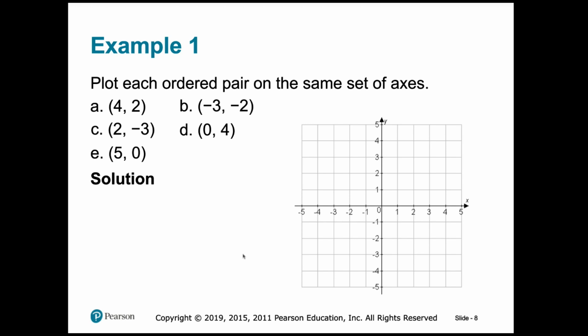So for A, we are going to go over 4 and up 2. And you're going to put a little dot there and you're going to label it A. So over 4, up 2, and we're labeling that A. The next one, 2, negative 3. Which way are we going, left or right?